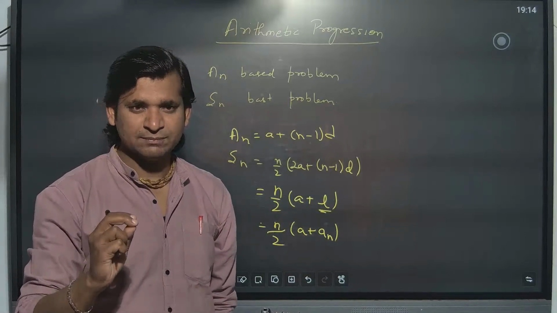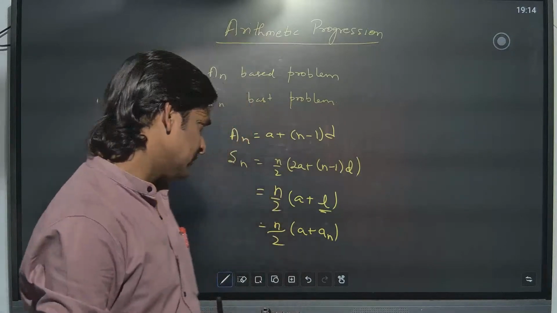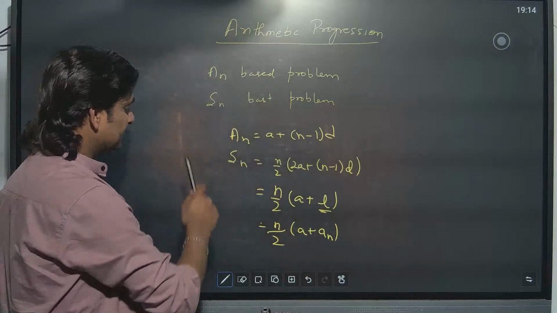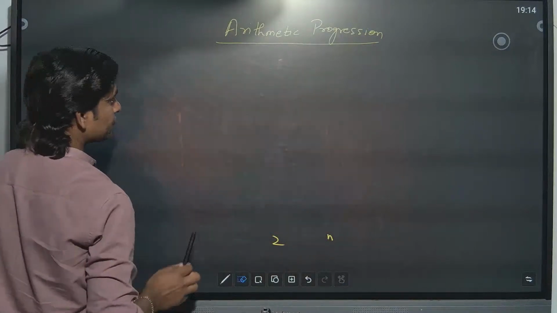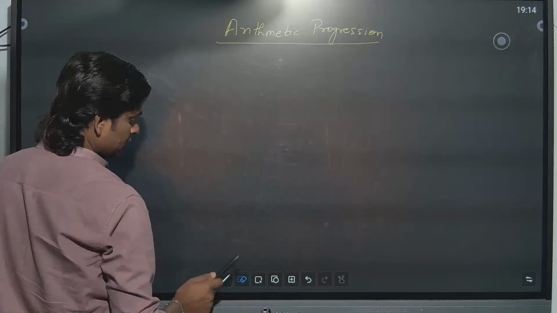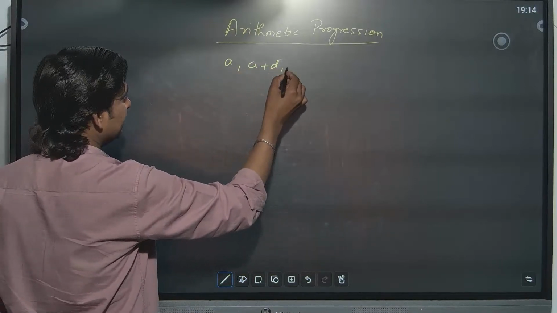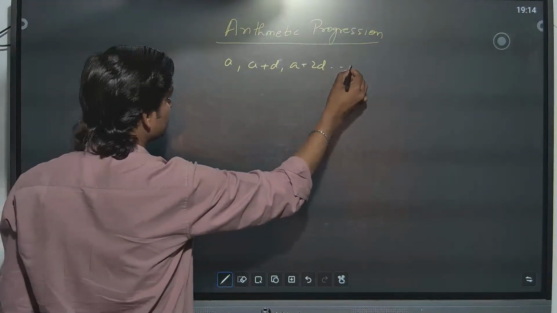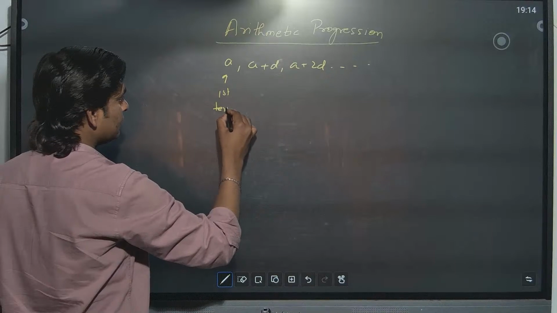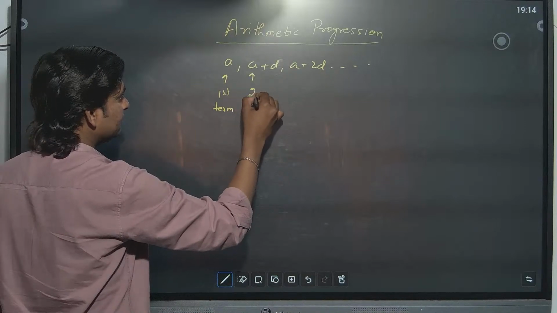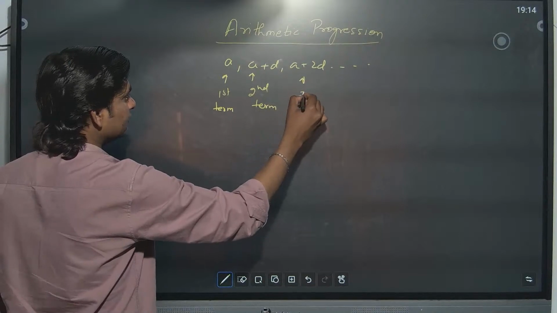Formula, concept, solving ability. These three things you have to follow seriously. So in this, what kind of question will we see once? So in AP, what is the general form of AP? a, a plus d, a plus 2d, and so on. So this is called the first term. This is our second term. This is our third term.